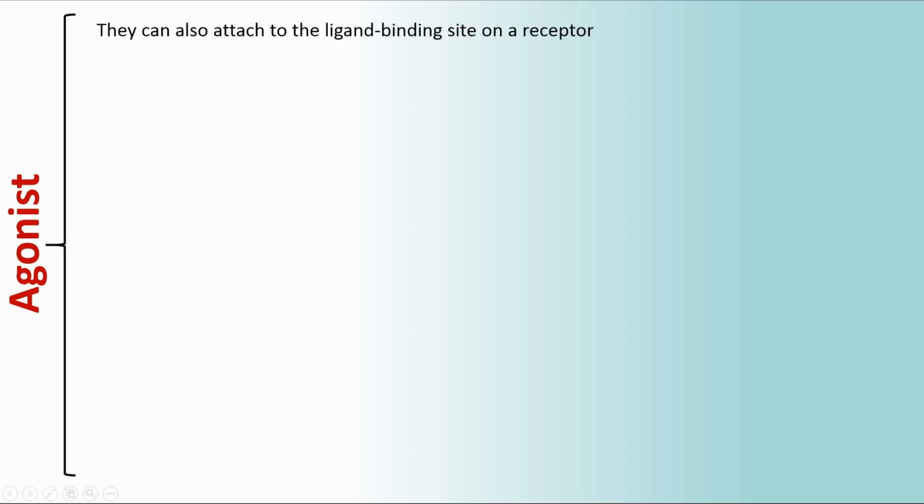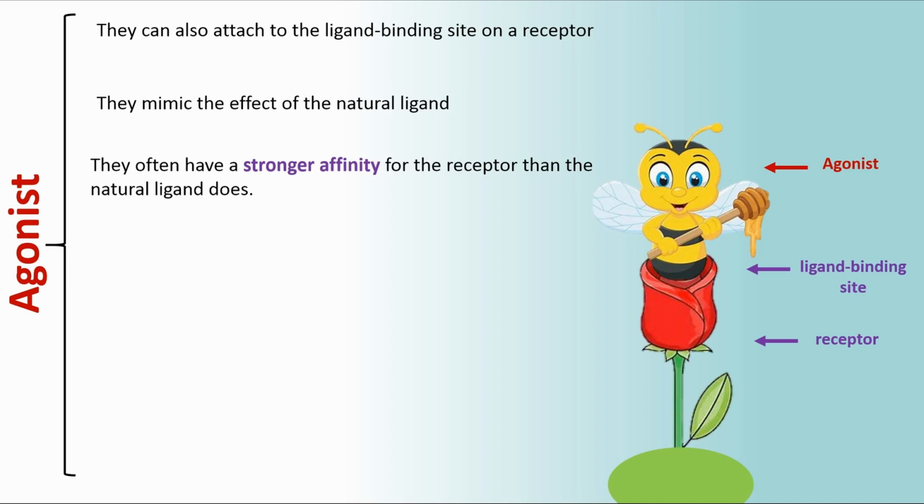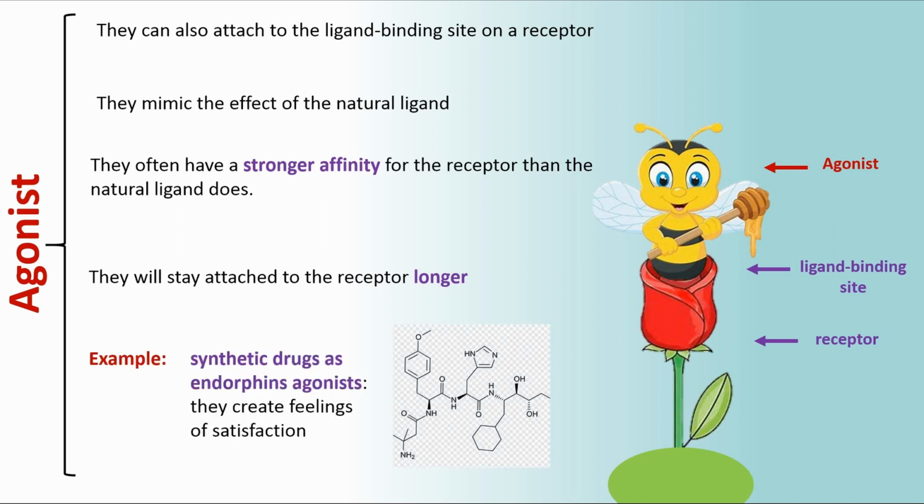Agonist. They can also attach to the ligand binding site on a receptor. They mimic the effect of a natural ligand. They often have a stronger affinity for the receptor than the natural ligand does. They will stay attached to the receptor longer. One example of agonist is synthetic drugs as endorphins agonists. They create feelings of satisfaction.